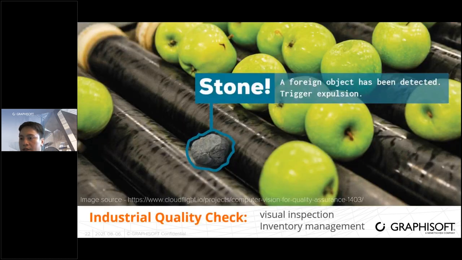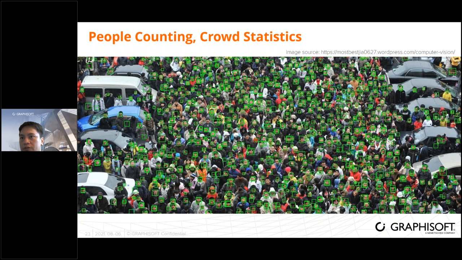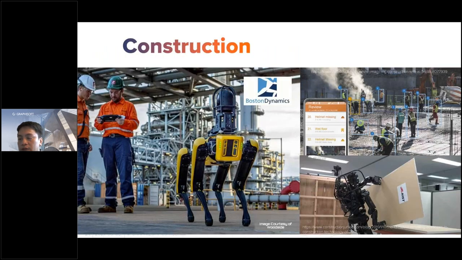Then in manufacturing as well, they use this for quality checks, like visual checking, inventory management, and so on. This is the most common use of object detection: people counting, crowd statistics, and pace detection. In construction as well, some of the advanced construction firms use object detection, as you can see on your upper right corner.